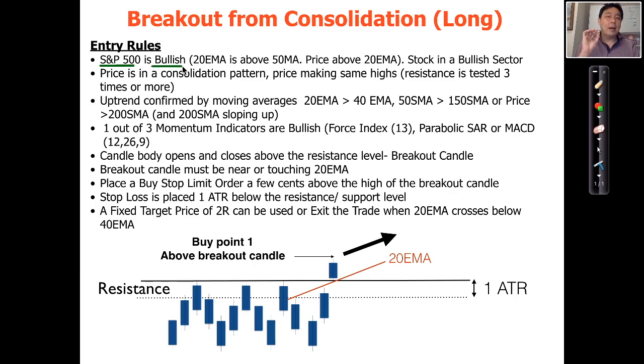And I look at the SPY as the ETF to measure this. And you can also use the SPX, which is the S&P 500. So you have to ensure that the S&P 500 is bullish, where the 20 exponential moving average is above the 50 moving average, and the S&P 500's price is above the 20 EMA, right? So always ensure that the overall market is on an uptrend. Next, ensure that the stock itself is also in a bullish sector, okay?